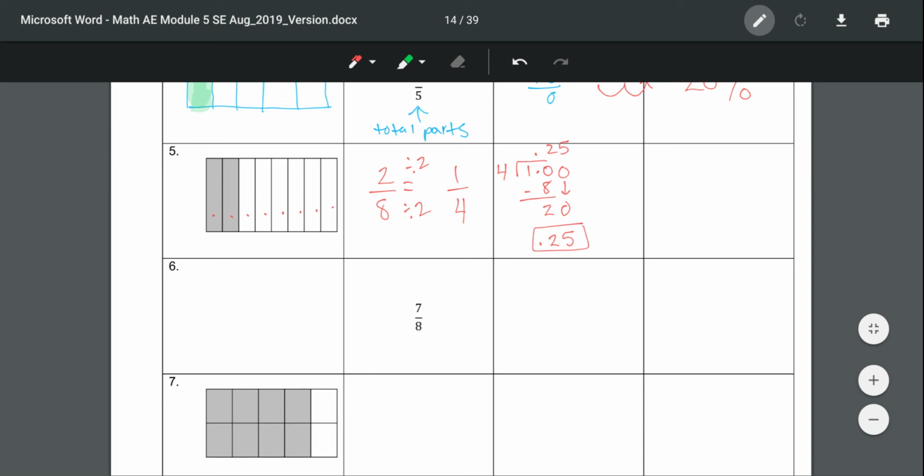Now as a percent, you would move the decimal 2 places to the right, and that would be 25%.